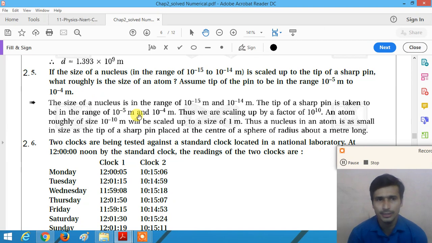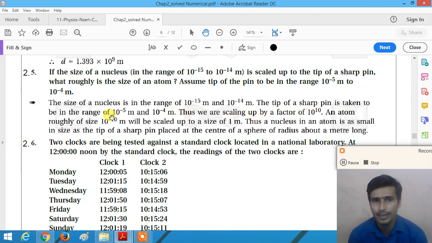So here, given that it is a theoretical question, for understanding purposes, we take this example. The size of the nucleus is in the range of 10 raised to minus 15 meter and 10 raised to minus 14 meter, right? The tip of the sharp pin is taken to be in the range of 10 raised to minus 5 meter and 10 raised to minus 4 meter. Thus, we are scaling up by a factor of 10 raised to 10.